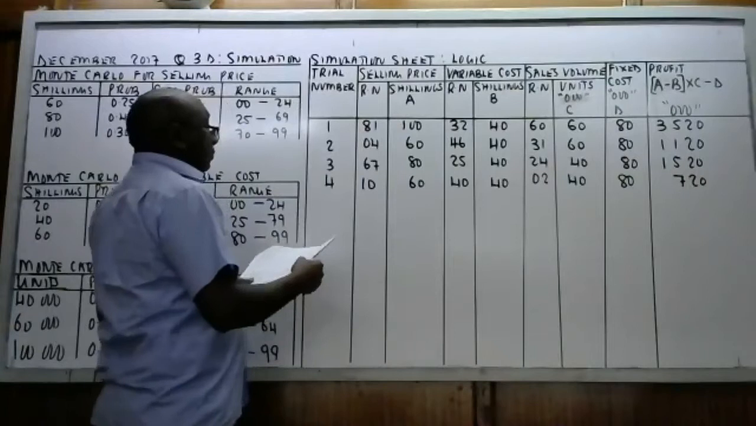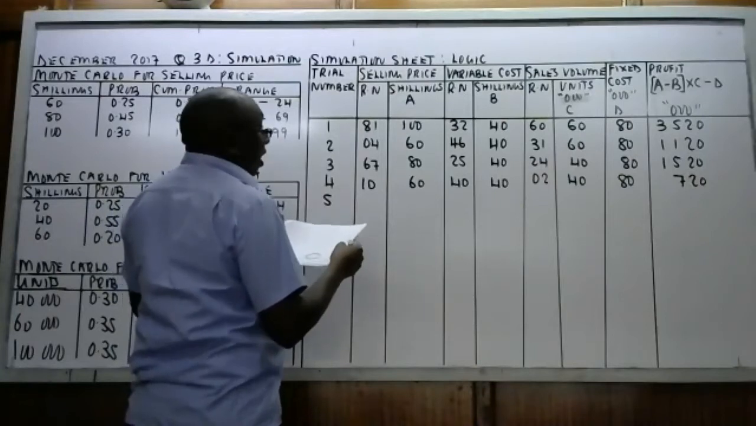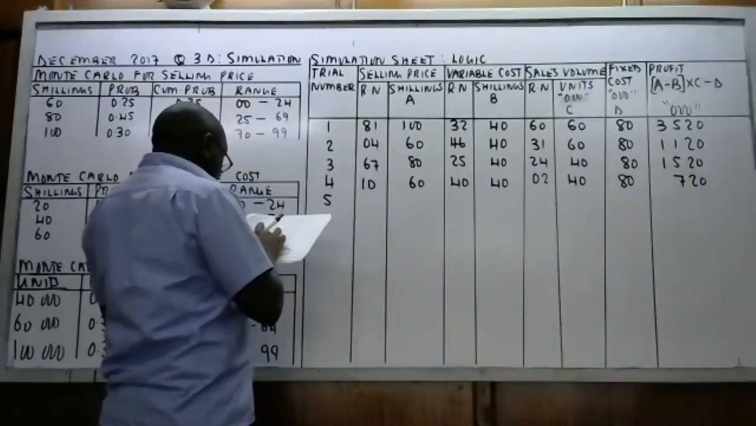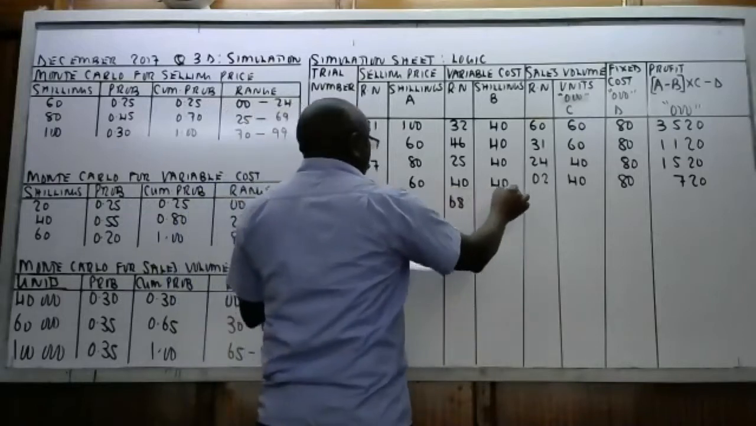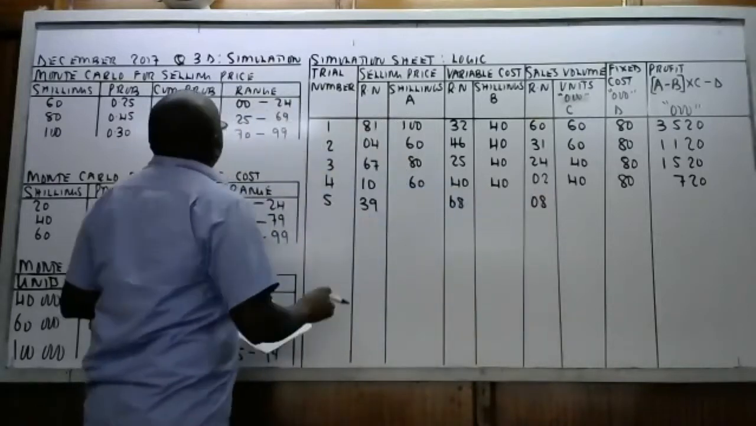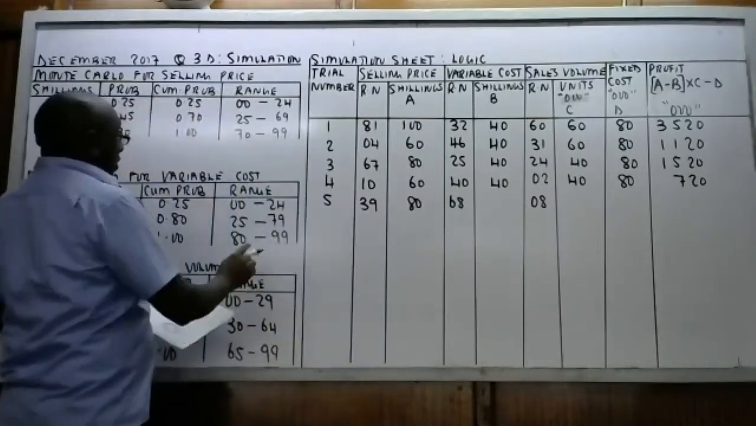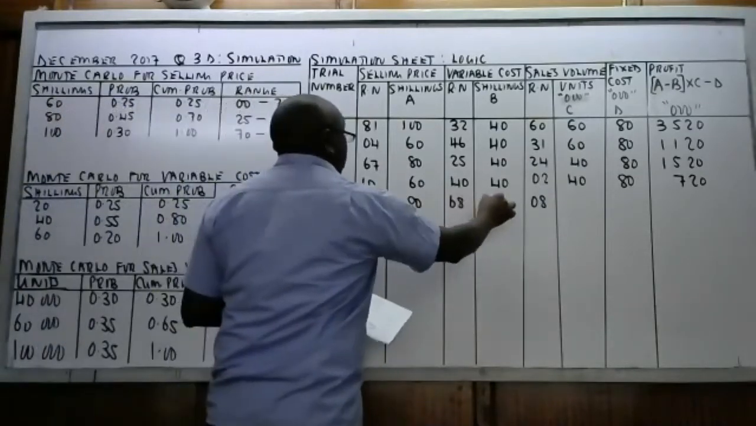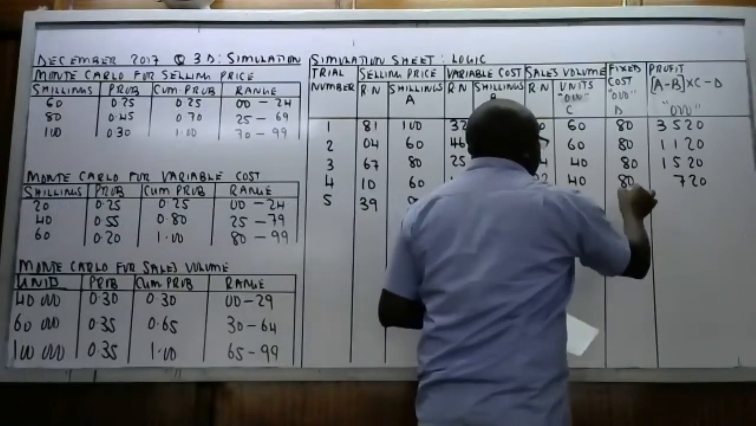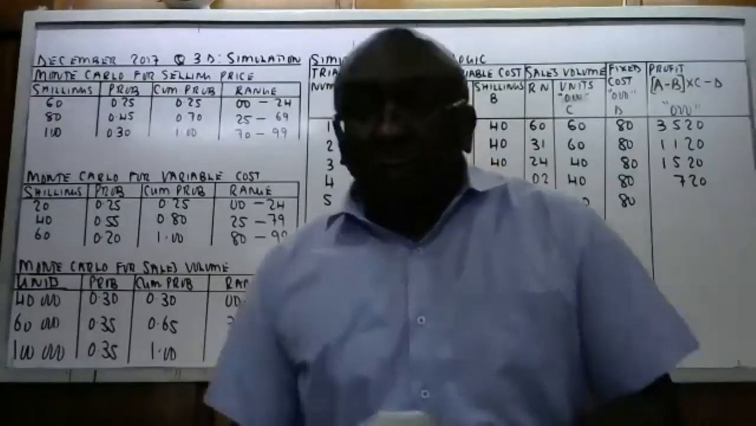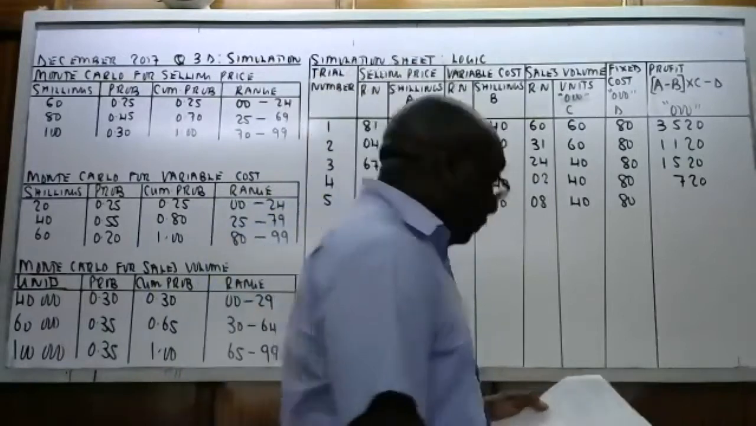The next one, number 5. That was 02. Now I pick 9, 68, and 08. So 9 here gives me 80. 68 here gives me 40. And 08 gives me 40. And the fixed cost is 80. So according to Aris, 1520. Eliana, good, 1520.